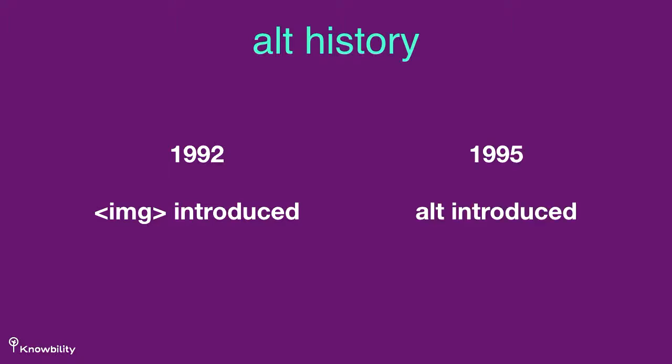So, interestingly enough, the image tag came into HTML in 1992. The alt attribute came into HTML in 1995. That means that for about 3 years, anybody who used a screen reader could not actually access images.